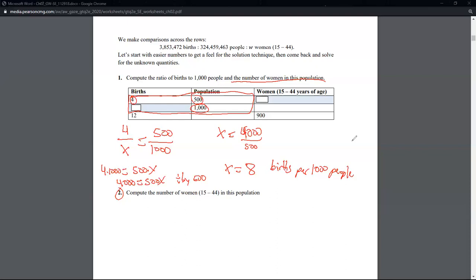So for number 2, I'll do this one in blue. Compute the number of women in this population. The original population was 500 people, so we're trying to find this spot. This is our new X. This is now what we need to find right here. Down here it just says if there were 12 births, then there'd be 900 women. Maybe we need that, maybe we don't. Let's find out.